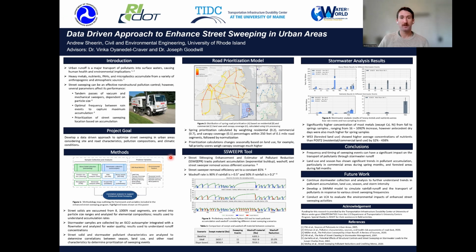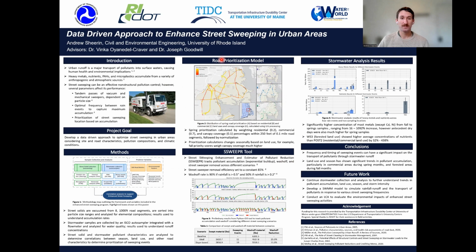Now let's look at some of our modeling approaches. We first have a road prioritization model. This map shows our study area, Warwick, Rhode Island. The prioritization model considers three metrics. We have our residential land use, we have our commercial land use, and canopy coverage. These metrics are weighted and normalized in order to calculate priority scores for the roads in Warwick.